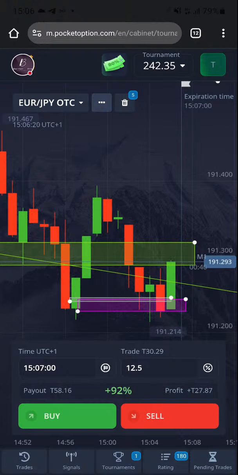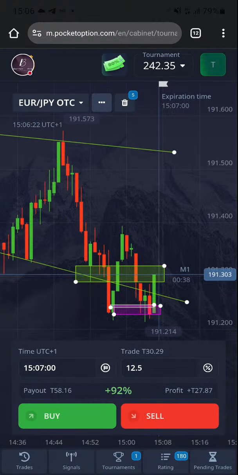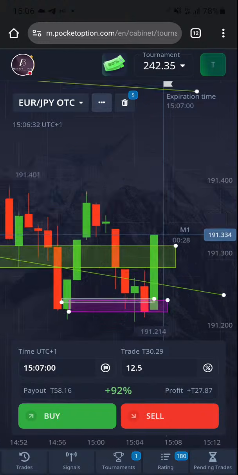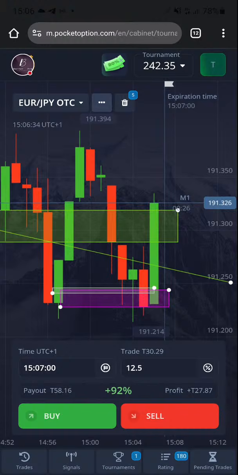Now we're going to have a double bottom. Look at this, guys. You remember what I say about double bottom? When you see a double bottom, the market is telling all the buyers it's time to buy. So you don't go with sellers again. You don't go with sellers again. You go with the buyers.